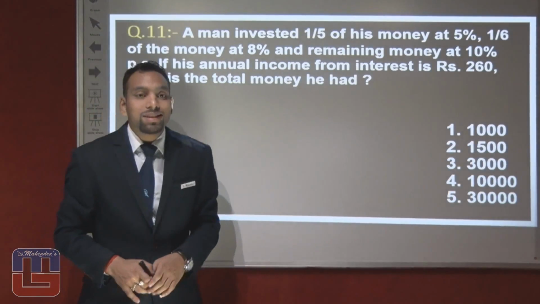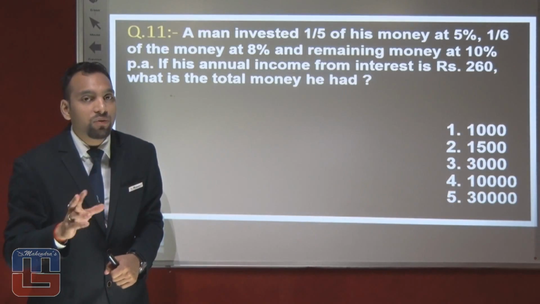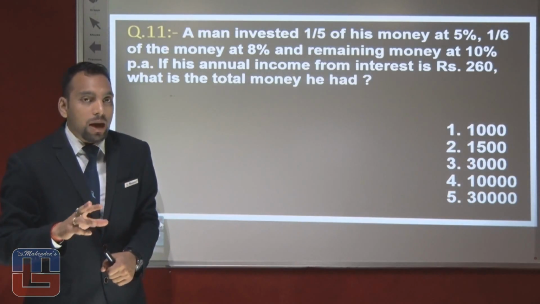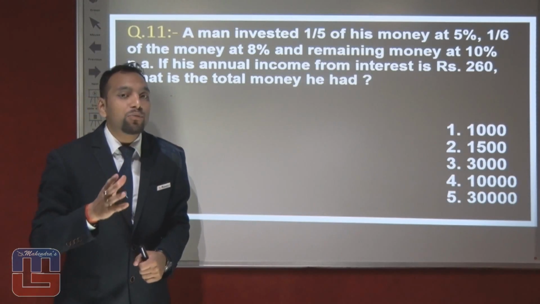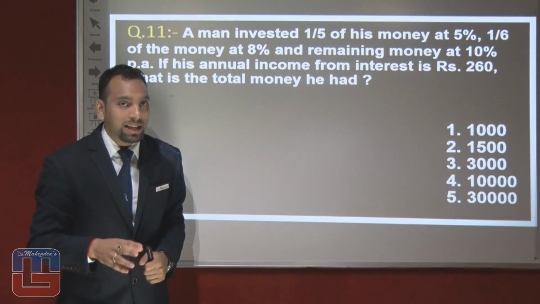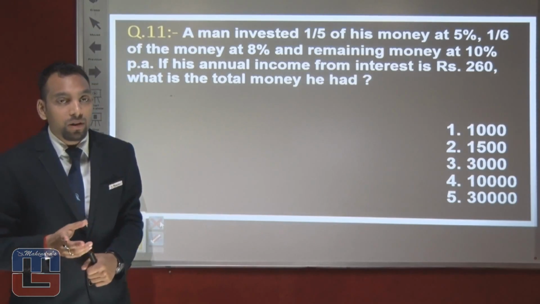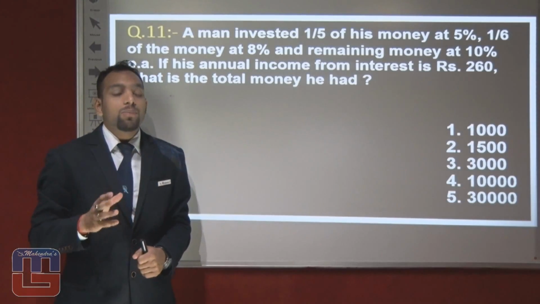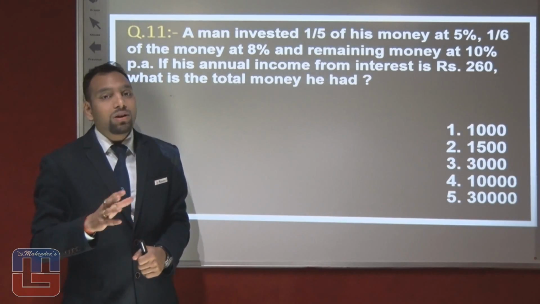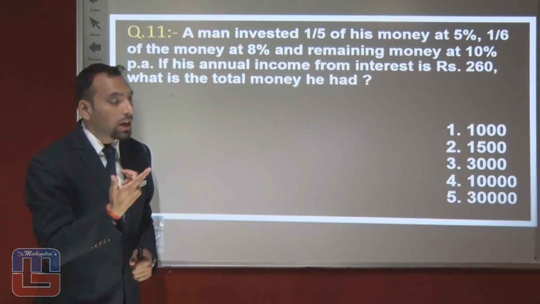The next question on the screen is again from SI. Now see how we will calculate this question. A man invested 1/5 of his money at 5%, 1/6 of money at 8%, and remaining money at 10% per annum. If his annual income from interest is 260, then what is the total money he had? Now see how we will calculate.